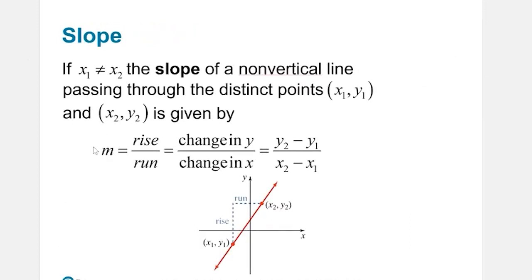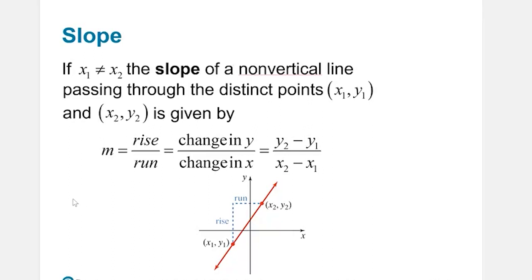So what does the slope mean? If x1 is not equal to x2, so I have 2 different values of x. Of course, I have to have 2 different values of x, or I'd have 0 in the denominator. If I have 0 in the denominator, it's undefined, right? The slope of a non-vertical line, so this is not vertical or horizontal, passing through those 2 points is given by, so basically we use m for slope.